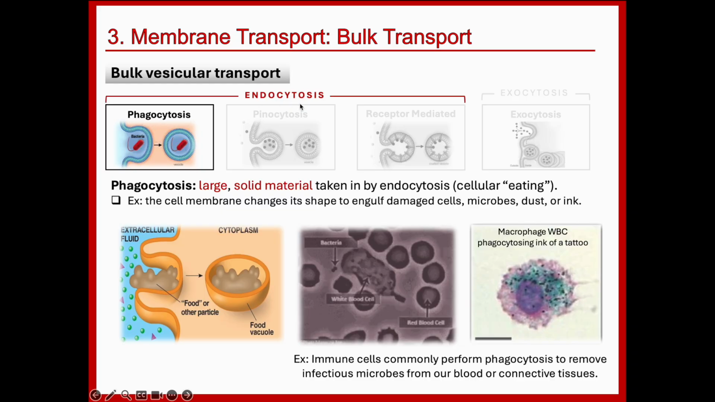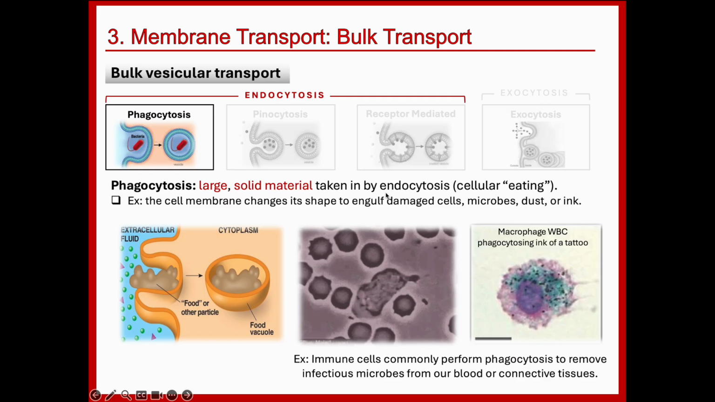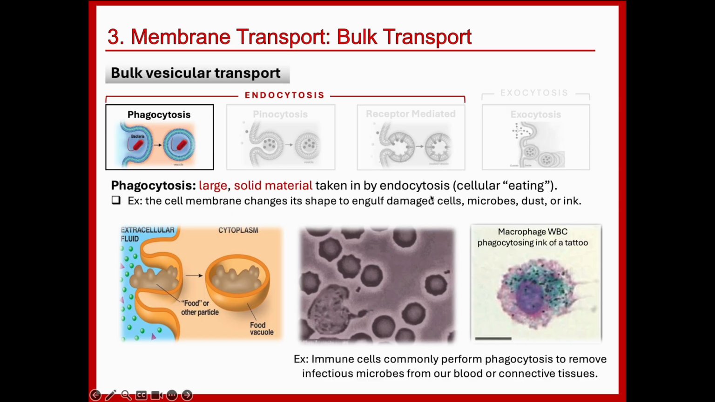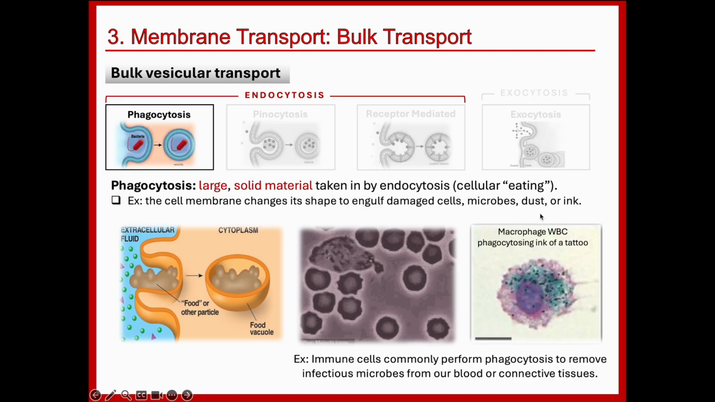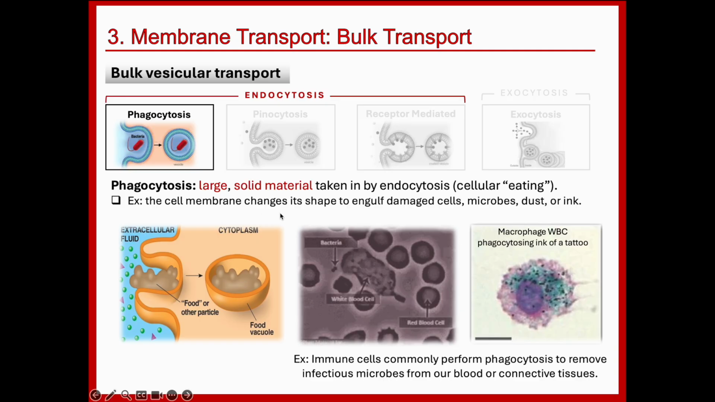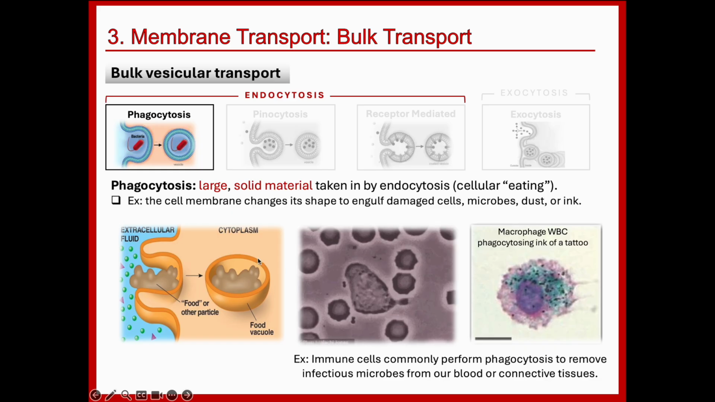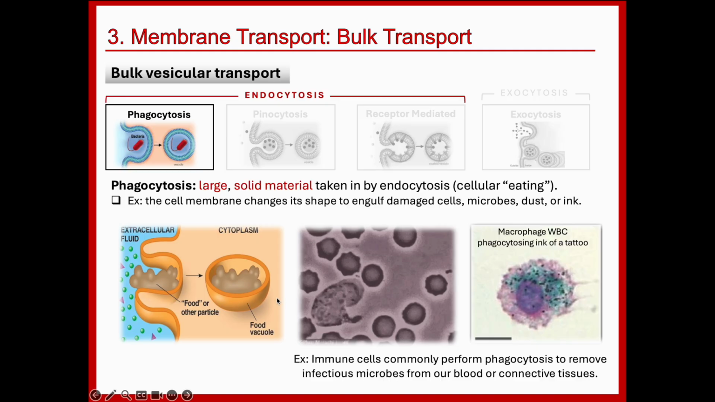Remember, endocytosis means to bring in, while phagocytosis is bringing in large, solid material. This is also called cellular eating, okay? Phago means to eat. So the cell membrane changes its shape. Here you see some food stuff outside, and the cell membrane changes its shape and blebs inside, and there's this little food vesicle here.